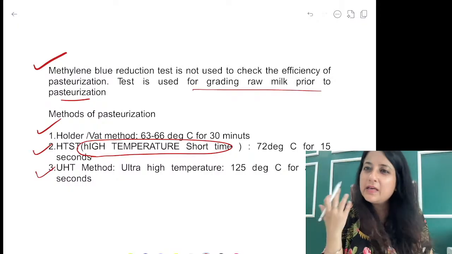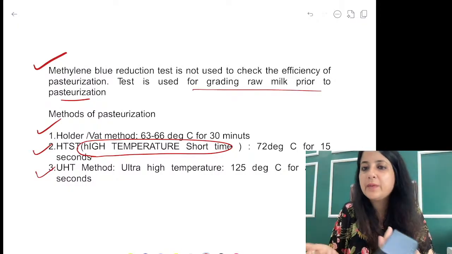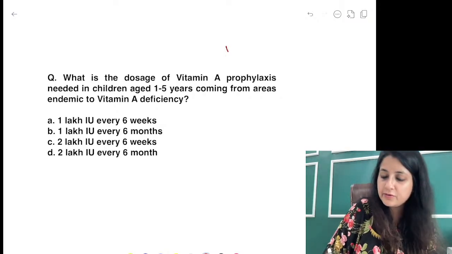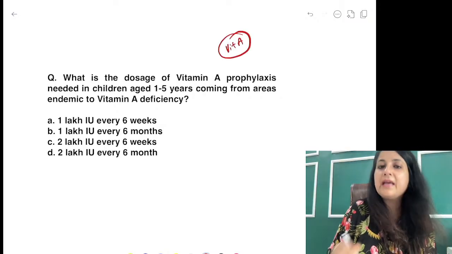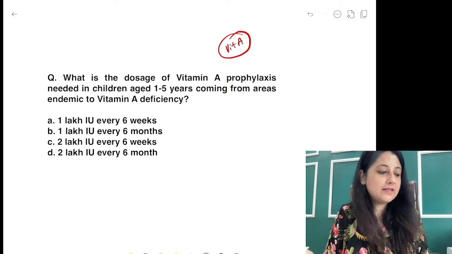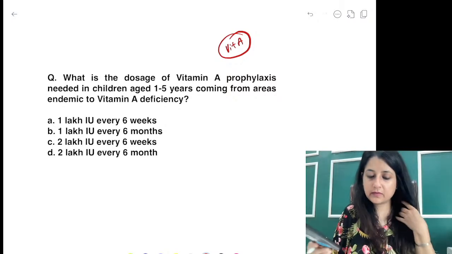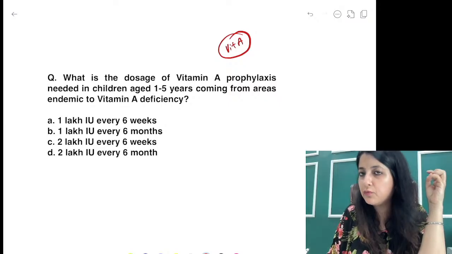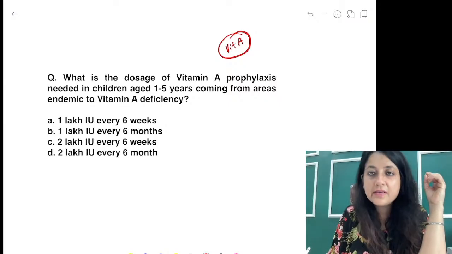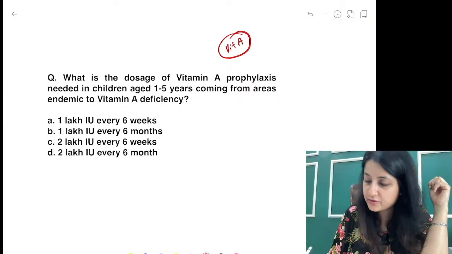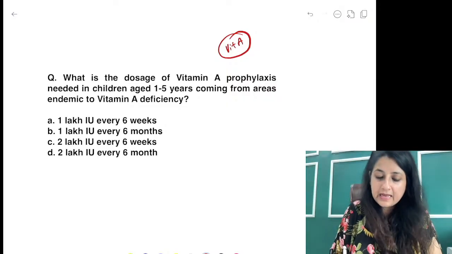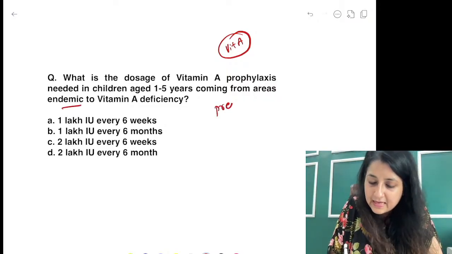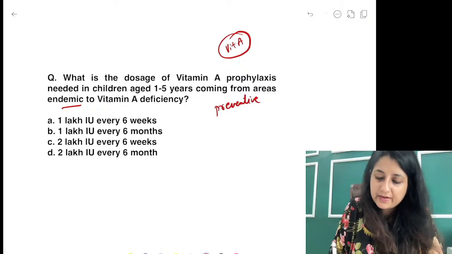It's an old question, sometimes if they want to trouble you, they can just pick it and repeat it for you. Alright, now our basic question, vitamin A, the Bible of all vitamins. What is the answer here? What is the dose of vitamin A prophylaxis needed in children aged 1 to 5 years coming from areas endemic to vitamin A deficiency? Here I am talking about the preventive dose.